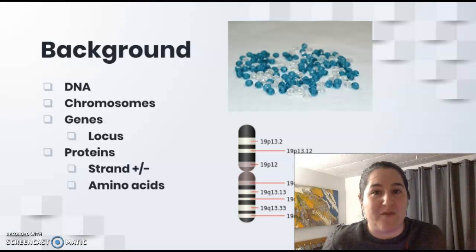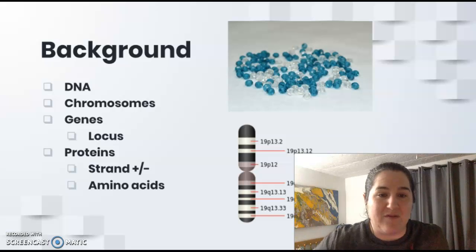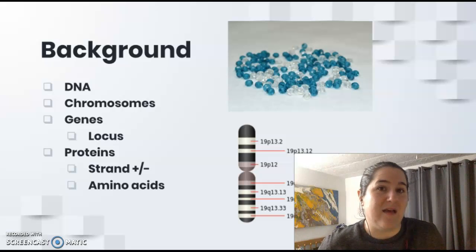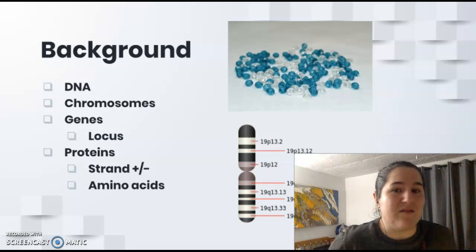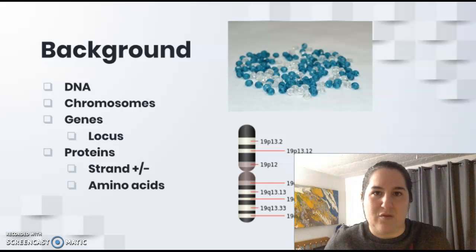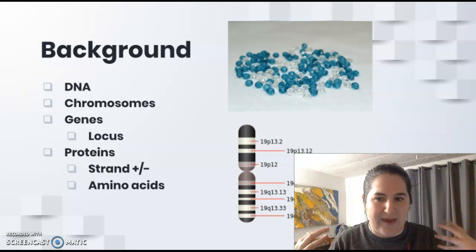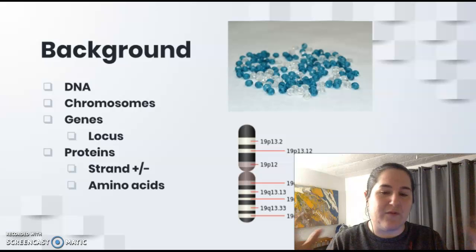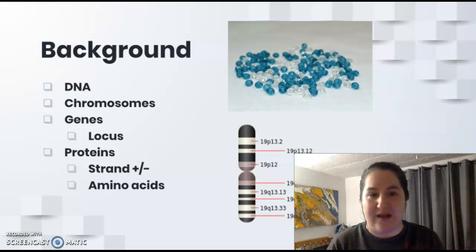So there are a couple of terms that you're going to need to know to understand this presentation. The first one is DNA. That's our genetic makeup. The next is chromosomes. Chromosomes are DNA. It's just that they're organized. The way that I like to think about chromosomes is that they are like a necklace. So the chromosomes are different strands on a necklace.